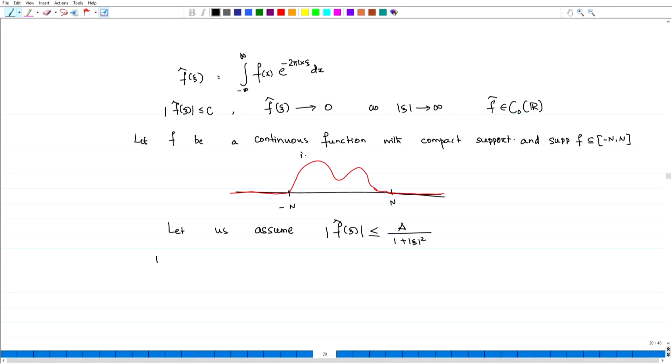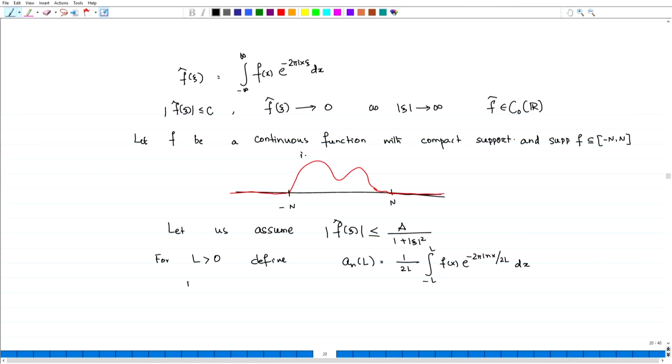So, now for any L greater than 0, define a n of L, this is equal to 1 by 2L times the integral from minus L to L of f of x e to the power minus 2 pi i n x divided by 2L dx. Now, remember that if we have a 2L periodic function, this is going to be the Fourier coefficient of that 2L periodic function.